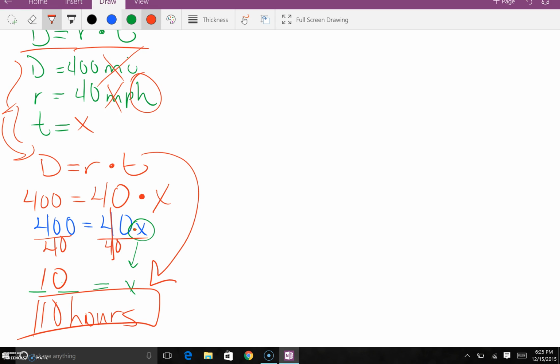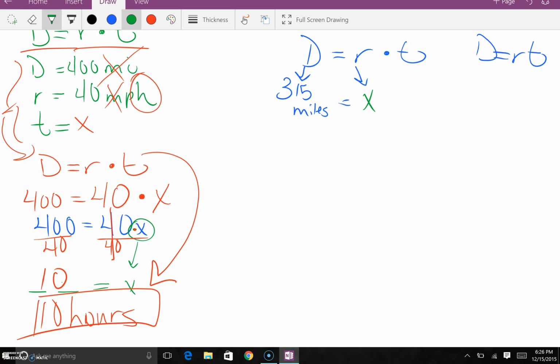In this case, I'll give you the distance and the time, and you have to find the rate. So distance equals rate times time. Or you can say d equals rt. Same thing, just depending upon the level. In this case, the distance is 315 miles. The rate we don't know, so we're going to assign it an x. And the time we're going to say is 3 hours. Okay, so we just need to find the rate.